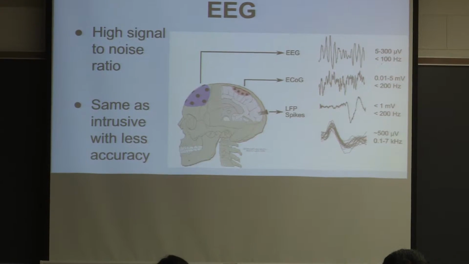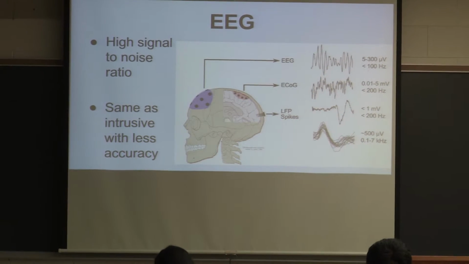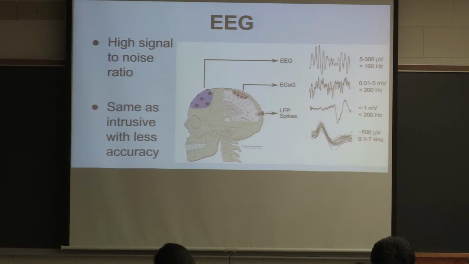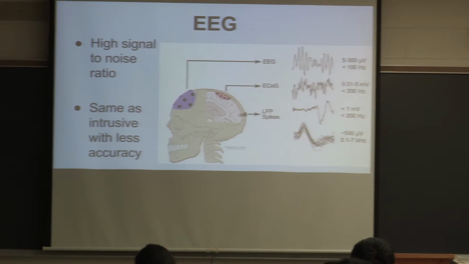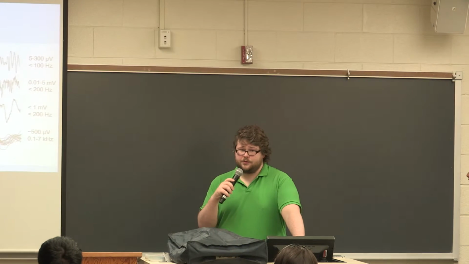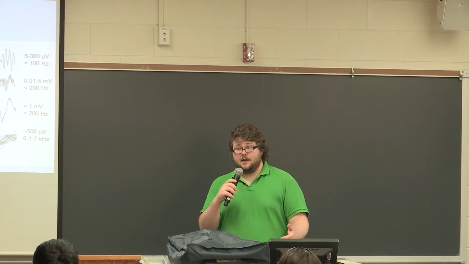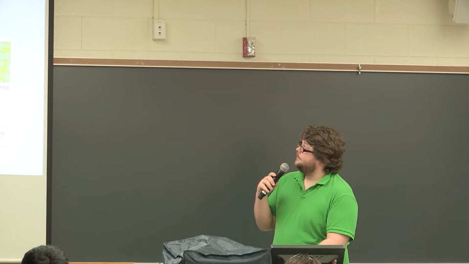So then on to the EEG. This is just that skull cap that we saw earlier. The problem with that is it's a high signal-to-noise ratio. You can kind of get it to go forward, backward, really not that much other than that. You can kind of detect which way it wants to go, but really not as much. It's pretty similar with the intrusive, but with less accuracy because you can't pinpoint and really reduce that noise.